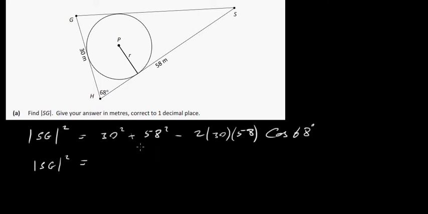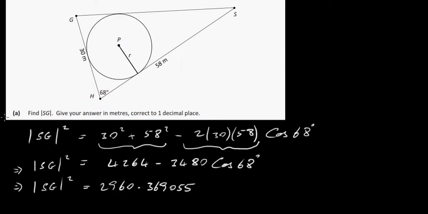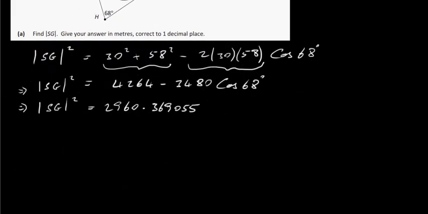SG squared then is equal to, when you do these two first, I'm just going to do these two first here, that'll give you 4264. Now I'm going to do just these ones here. That will give you 3480. This is cosine 68 degrees, and when you work that out, SG squared, you get 2960.3690.